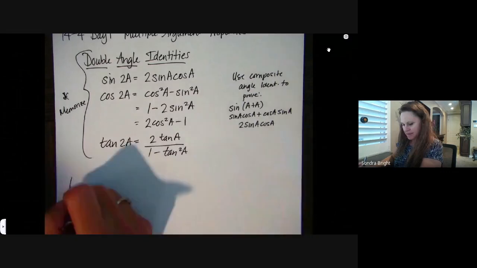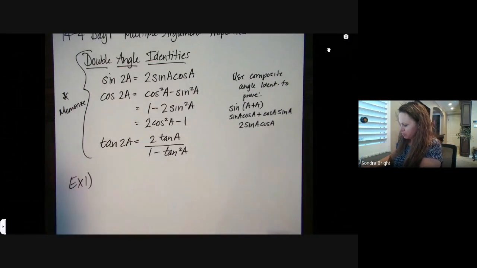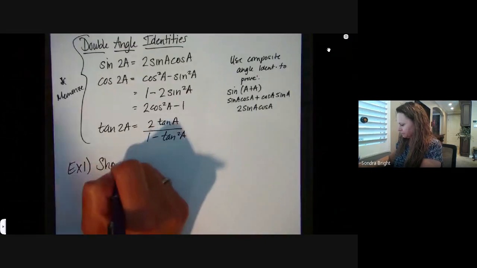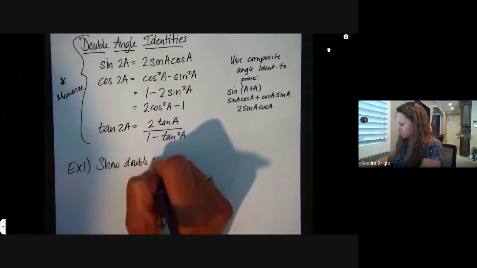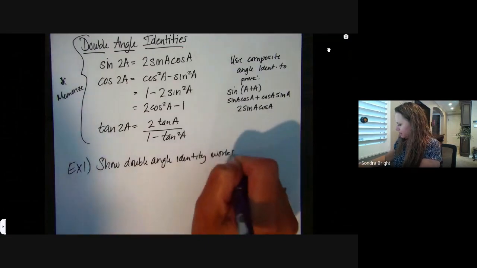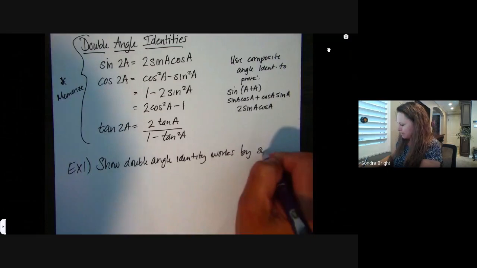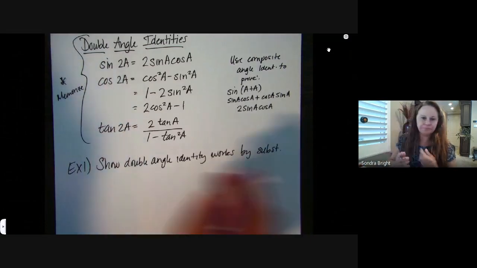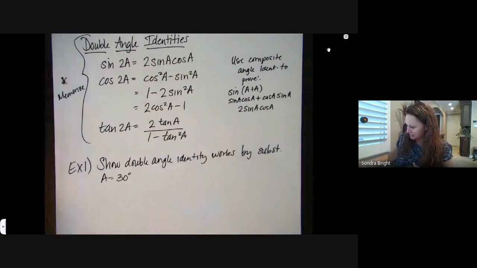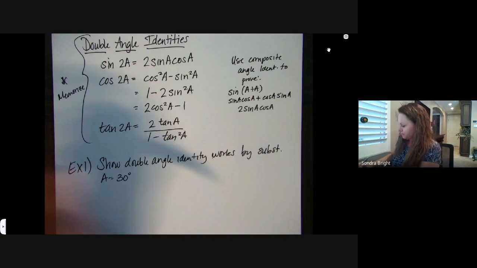All right, let's show that the double angle identity works by substituting A is equal to 30 degrees. Now obviously this is not a proof. How you would prove these identities is by doing what we just did. But we're just going to show that for 30 degrees it works.